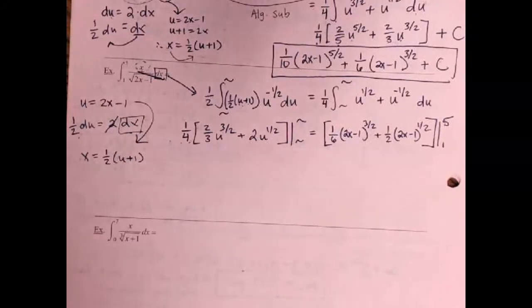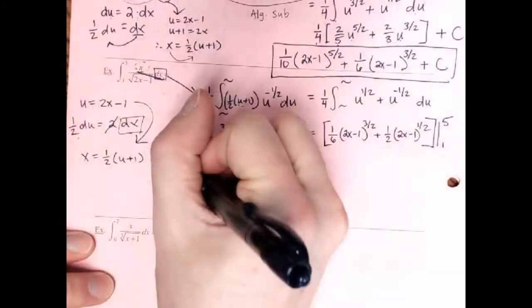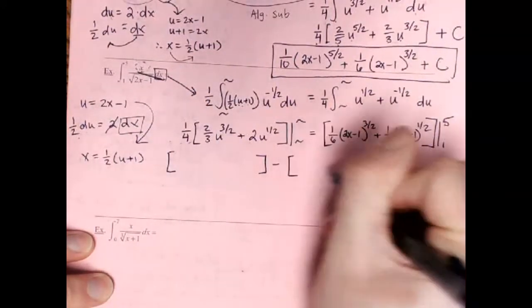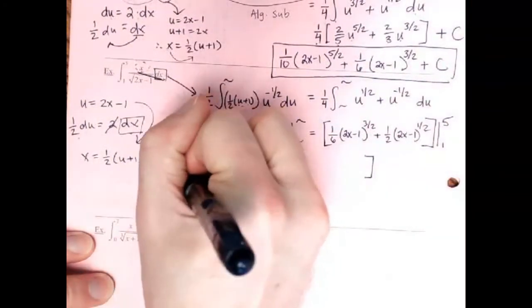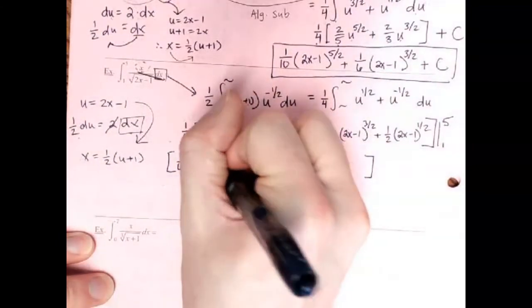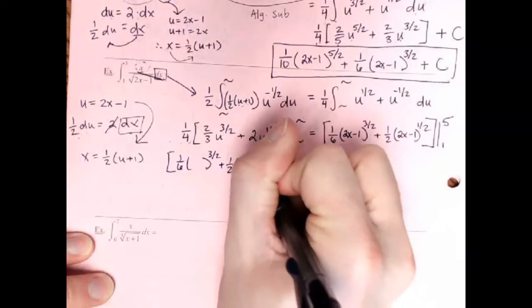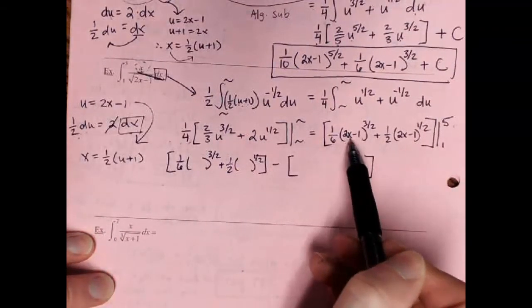Okay, now plug in the 5 for x, plug in the 1 for x. Let's go for it. Here I'm going to have the upper evaluation, which is going to come from plugging in 5, minus the lower evaluation, which is going to come from plugging in 1. Okay, so here we go. 1/6 something to the 3/2 plus 1/2 something to the 1/2. And if I plug in 5, 2 times 5 would be 10. 10 minus 1 would be 9.